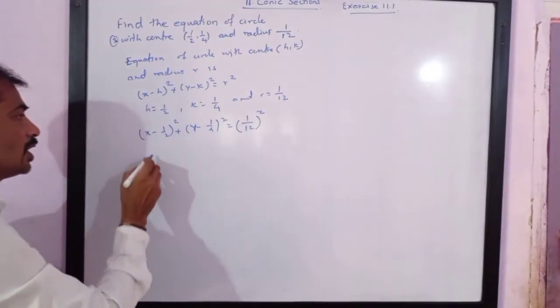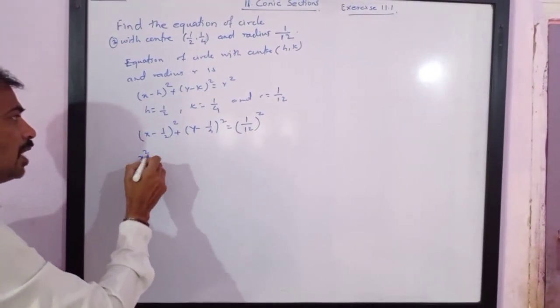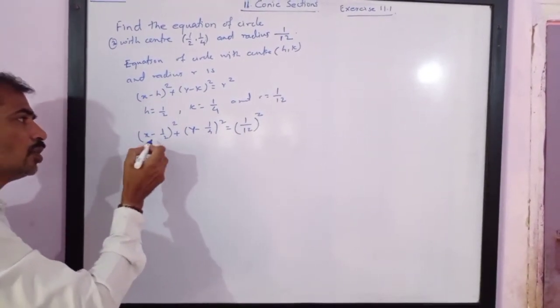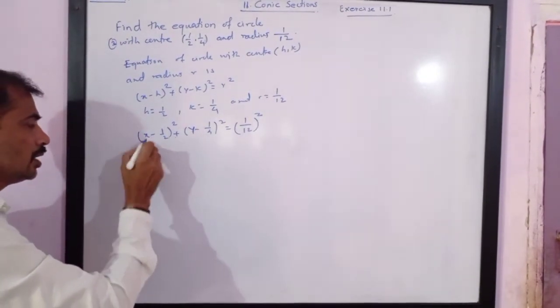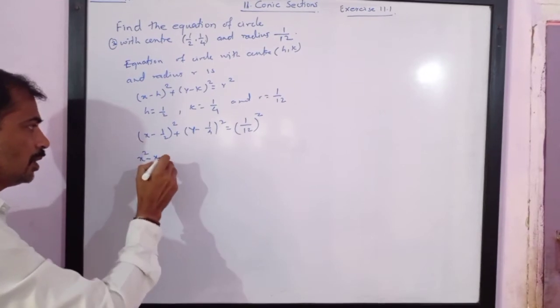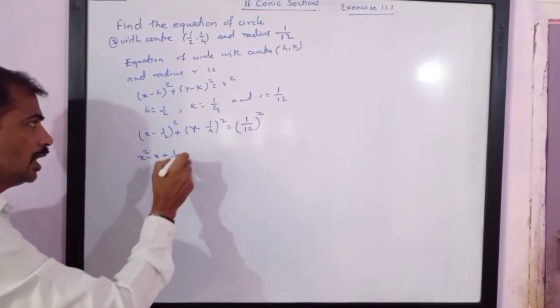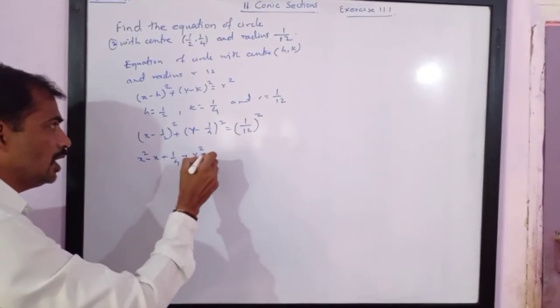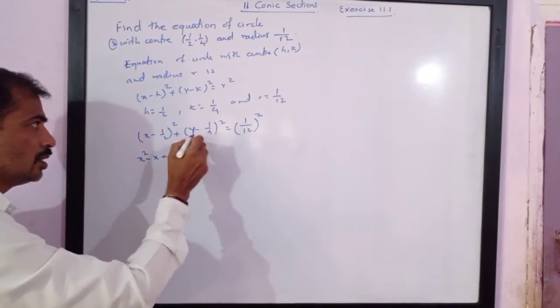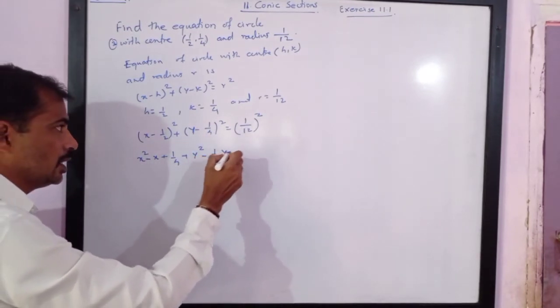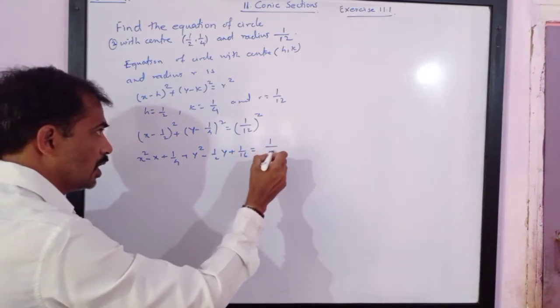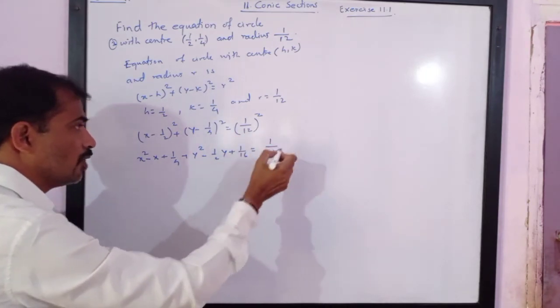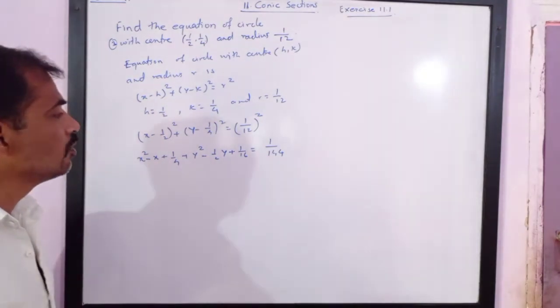So if you solve this further, you will get x square minus 2xy, that is 2 multiplied by the first and second term, so it will be x plus 1 upon 4. Then this will be plus y square minus 1 upon 2 y plus 1 upon 16 is equal to 1 upon 144. Square of 1 is 1 and square of 12 is 144.